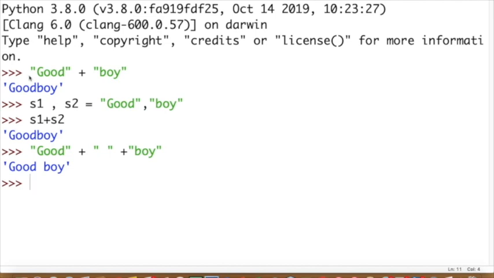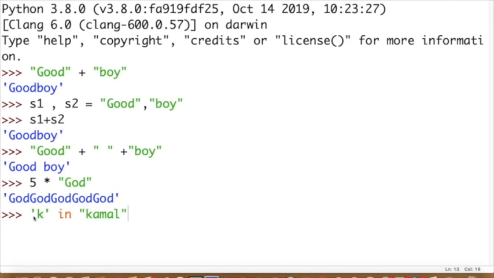Now let us go to the next example. We will use the asterisk or star operator for string repetition. The string repetition operator is used for repeating a string many number of times when we use star in between an integer value and a string value. Let us see how to do that. So 5 star God, we want to print 5 times God, and that gives us God, God, God, God, and God.